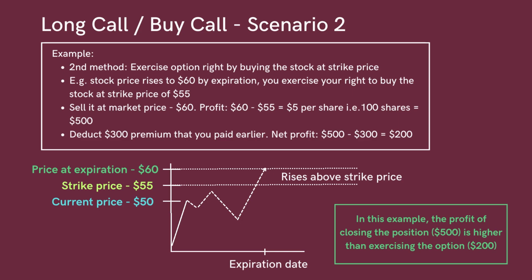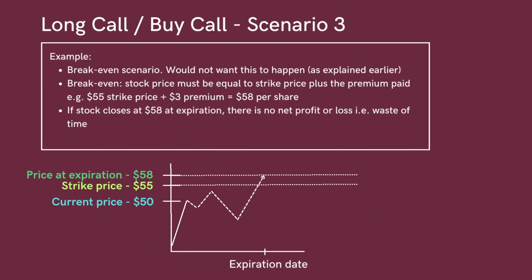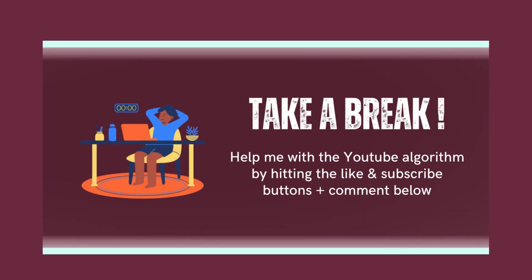And as you can see in this example, the profit of closing the position is higher than exercising your right, unlike the previous example where closing the position gives you lesser profit. Scenario 3 is the break-even scenario, which I will not explain too much. To break even, the stock price must be equal to the strike price plus the premium paid. In this case, the break-even point is $55 plus $3 premium, which equals $58. So if the stock closes at $58, this means there is no net profit or loss, in other words, a total waste of time. Alright, we have covered the first two basic option strategies.